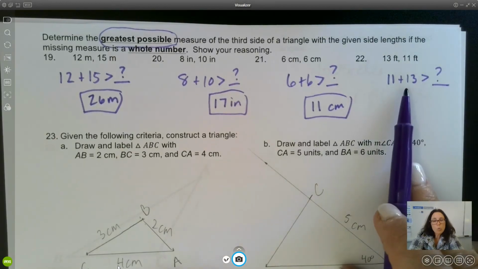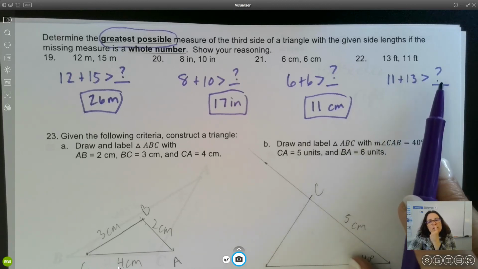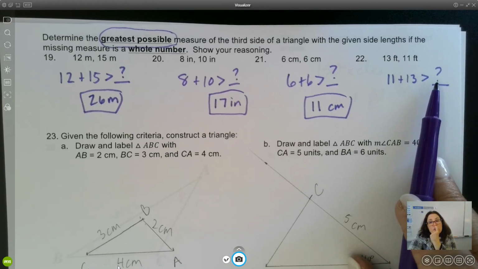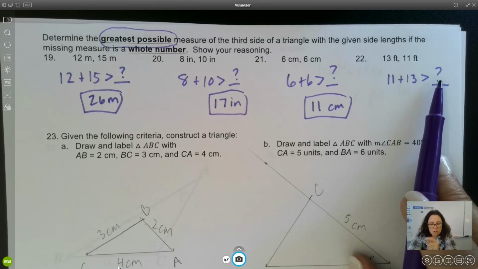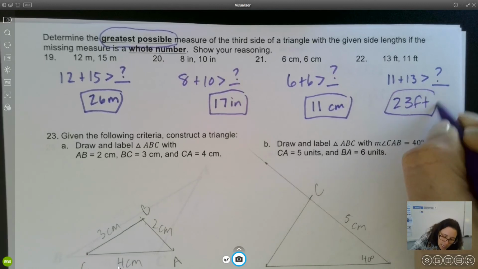Okay, well, this would be 24. That's 24. 24 has to be bigger than something. Well, 24 is bigger than 20. 24 is bigger than 21. 24 is bigger than 22. 24 is bigger than 23. 24 is bigger than 24? Ooh, I found my cutoff. 23 feet is my answer.